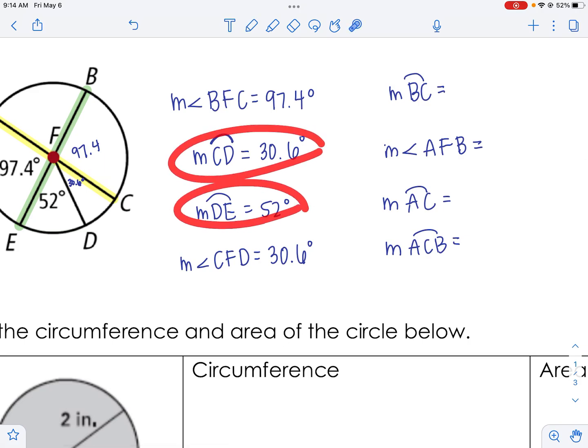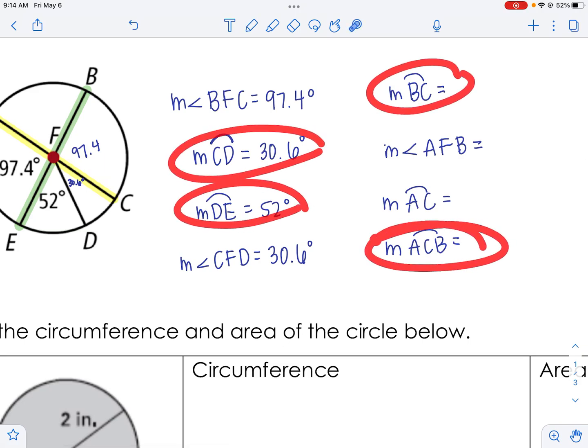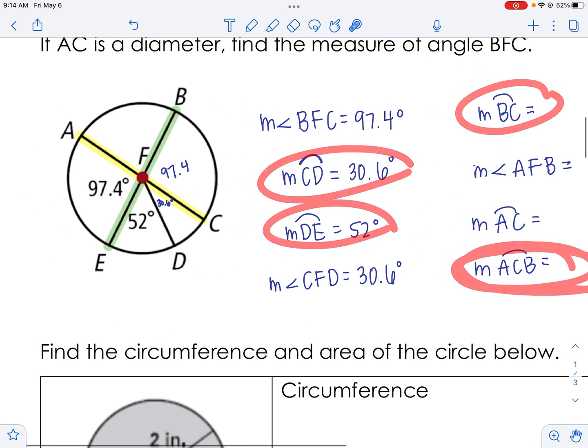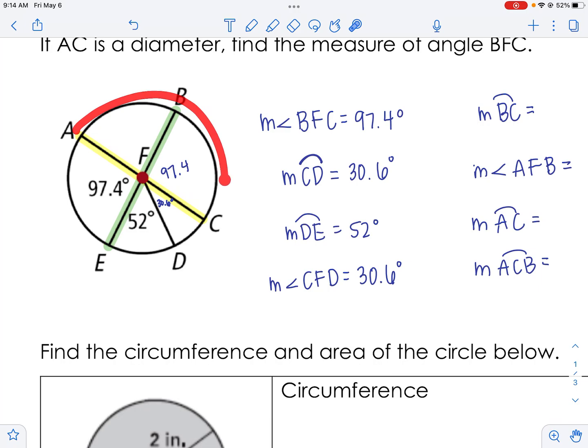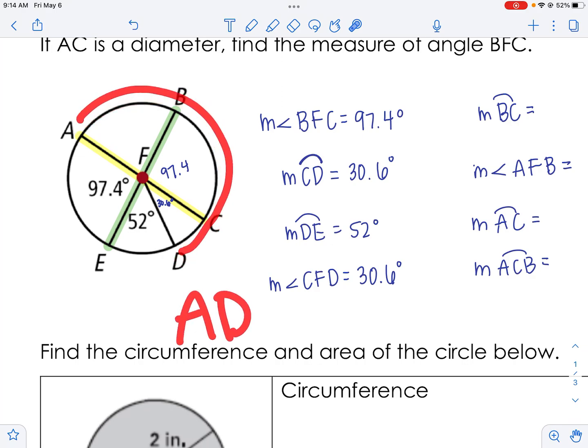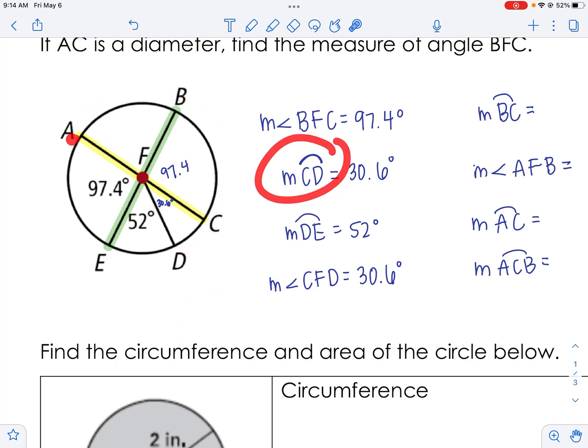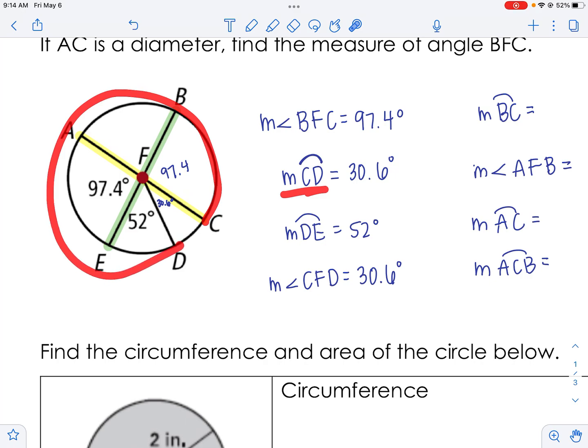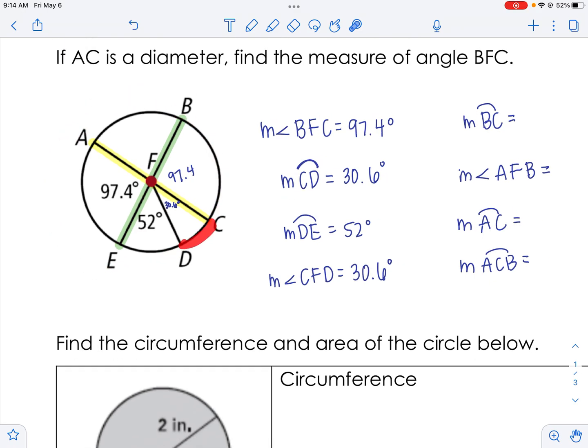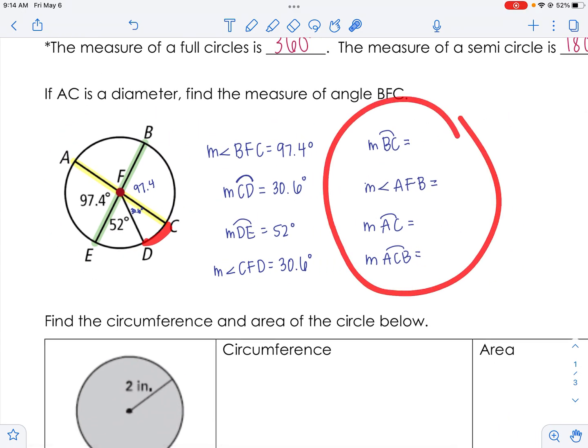So minor arcs have 2 letters. Major arcs have 3 letters. So if I wanted to know what was ACD, then I would trace it from A to C to D, and that takes up more than half. That would be a major arc. But if I just said AD, I'm not going to take the long way. If there's only 2 letters, we take the shortest distance. So for CD, I didn't go around that way. If there's 2 letters, I take the shortest distance. So let's take a look at some of these.